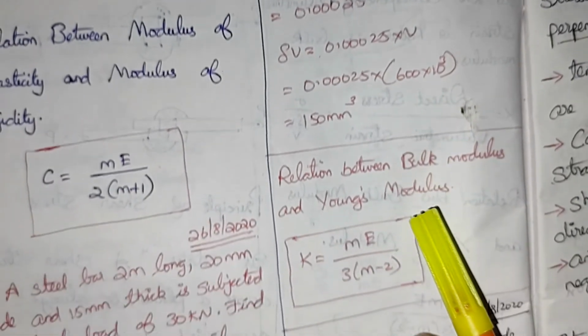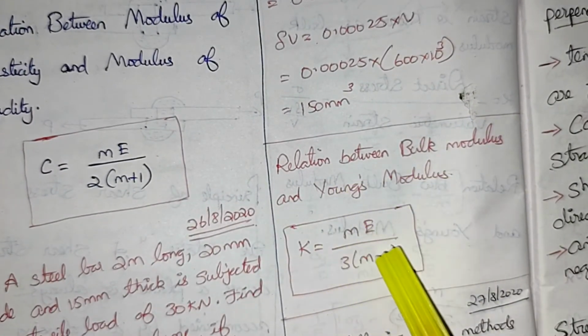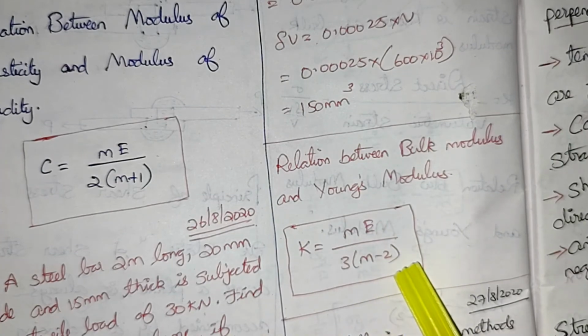Next, the relationship between bulk modulus and Young's modulus is K is equal to mE by 3 into (m minus 2).